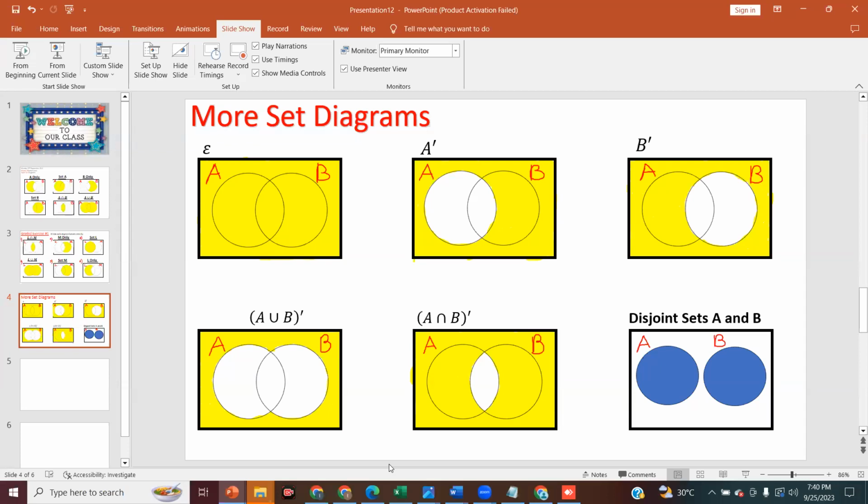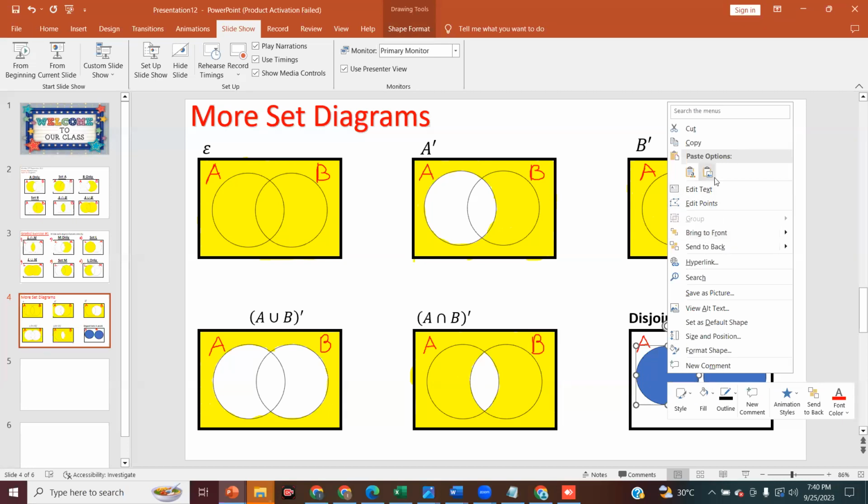Mr. Petit, do you shade them? Well, you could shade them or you would not shade them in. Let me not shade them in, because you don't have to shade disjoint sets.